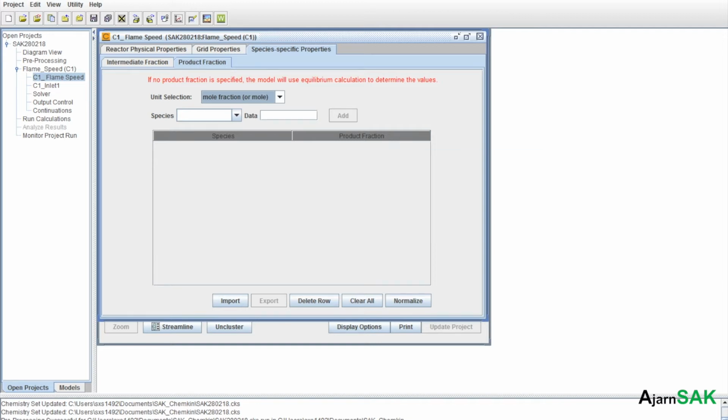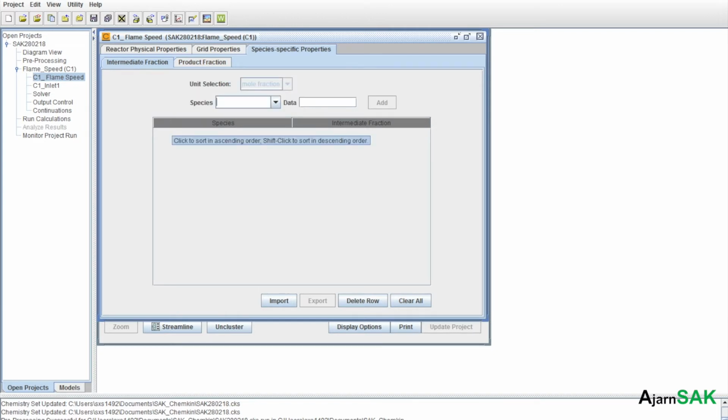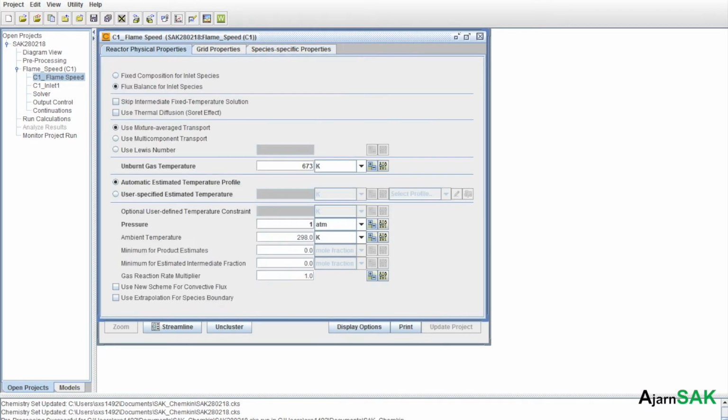Do we have to set up anything in intermediate fraction? Again, if you have very strict boundary conditions, and you know these species will be produced and abundant in this reactor, you can define them here. If you have no idea, which is usually the case in combustion because I don't know the conditions, leave it. So that's done. Grid properties, double check. Okay, it's done. Let's go to inlet.